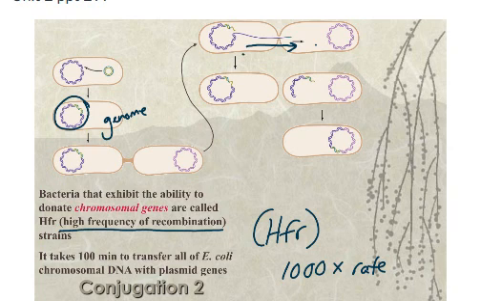And now both the donor as well as the recipient are going to have a portion of that genome passing over. And now you have this full recombination. And this again is HFR, high frequency recombination, making it at the rate of 1,000 times faster. In general, just a little piece of interesting information is it takes 100 minutes to transfer, so about an hour and a half, to transfer all of E. coli chromosomal DNA with the plasmid genes from the donor.